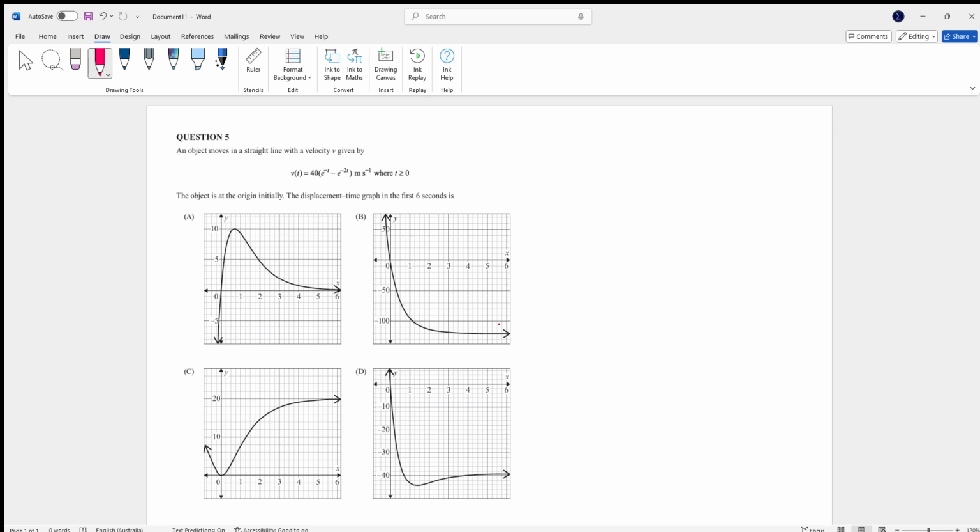So, question 5. An object moves in a straight line with a velocity given by, and we're given an equation here. The object is at the origin initially. The displacement time graph for the first 6 seconds is given here.